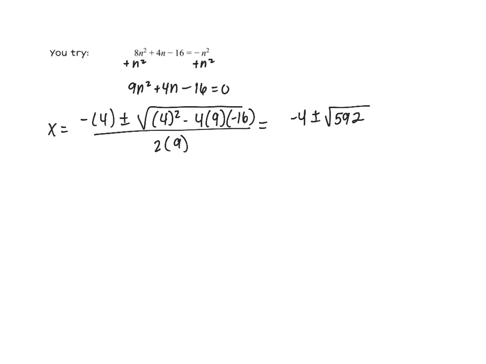This simplifies to negative 4 plus or minus square root of 592 over 18. Now I should get two real solutions in this case. However, 592 is not a perfect square, but I still need to simplify 592. And the biggest perfect square in 592 is 16. 16 times 37 gives us 592, and square root of 16 is 4, square root of 37.